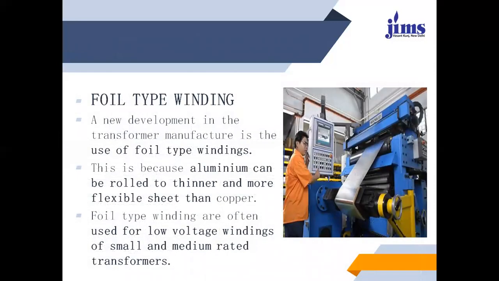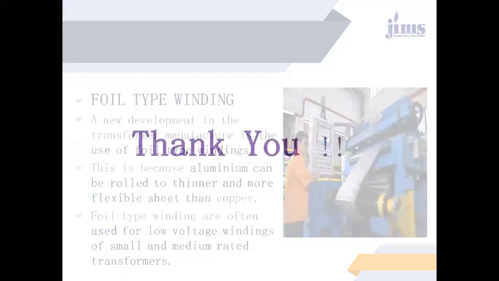This is the foil type winding. A new development in transformer manufacturing is the use of foil type windings. This is because aluminum can be rolled into thinner and more flexible sheets than copper. Foil type windings are often used for low voltage windings of small and medium rated transformers. This is the structure of the machine we use for making the foil type winding.